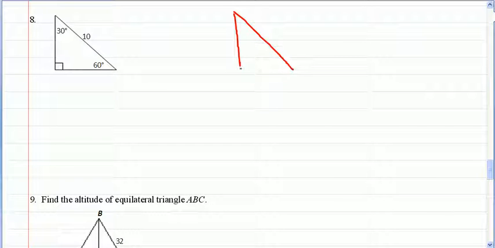So for number 8, another 30, 60, 90 triangle. 30 is on top, so 30 goes on top, 60 on the bottom. Across from 30 is x, across from 60 is x root 3, and the hypotenuse is 2x. So every time you have a question that involves the special right triangles, you want to draw the reference triangle each time, and that will help you memorize it.